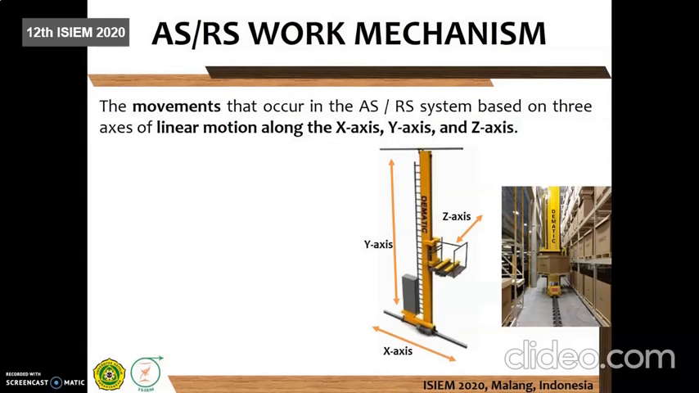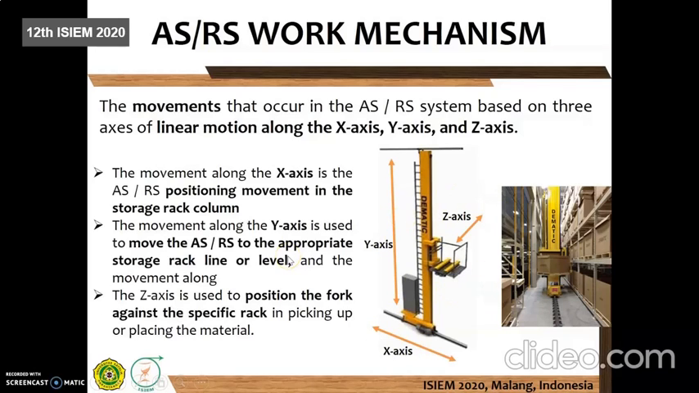Similar to ASRS in general, the movement that occurs in the ASRS system is based on three axes of linear motion: the x-axis, y-axis, and z-axis. The movement along the x-axis is the positioning movement in the storage rack column. The movement along the y-axis is used to move the ASRS to the appropriate storage rack line or level, and the z-axis is used to position the fork against the specific rack in picking or placing the material.